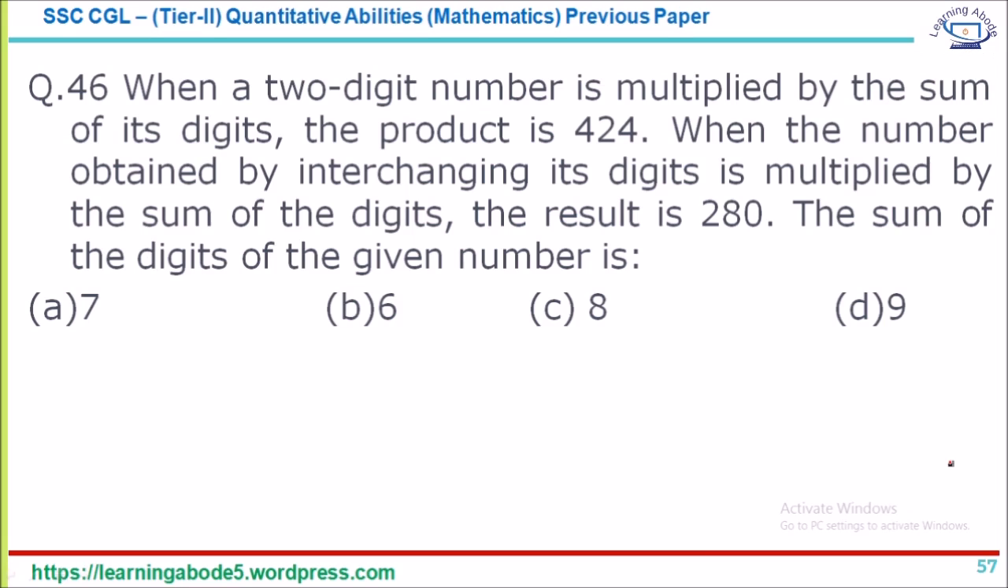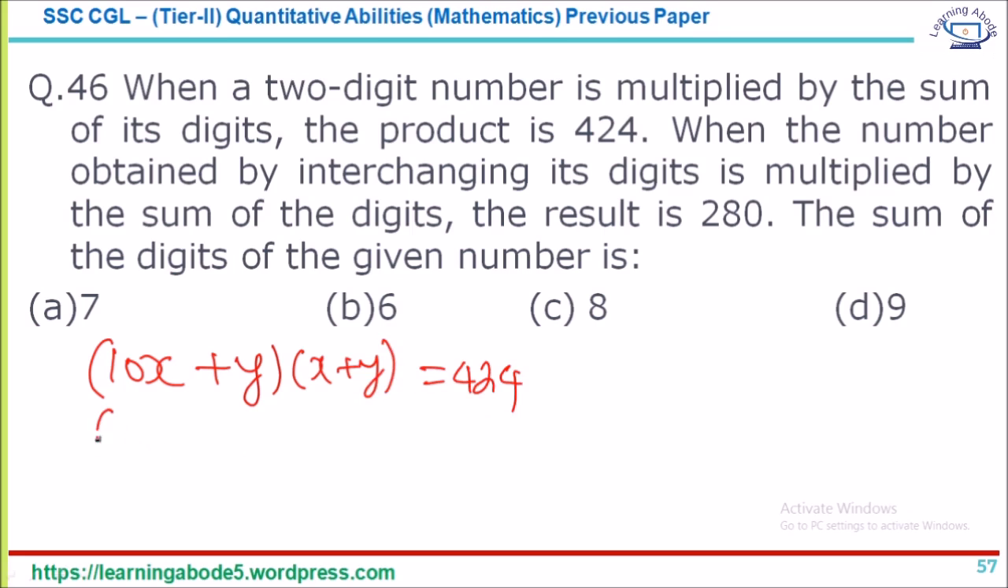So here you have a 2-digit number and it's multiplied by the sum of the digits. The product is 424, and when the digits are reversed and multiplied by the sum of the digits, the result is 280. So the 2-digit number we can write as 10x plus y, into the sum of the digits x plus y, and that's equal to 424, and the reverse of the digits, multiplied again by the sum of the digits, is equal to 280.